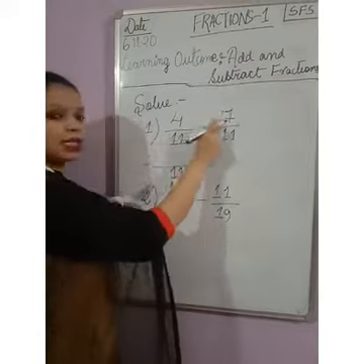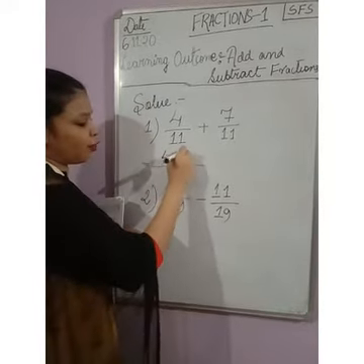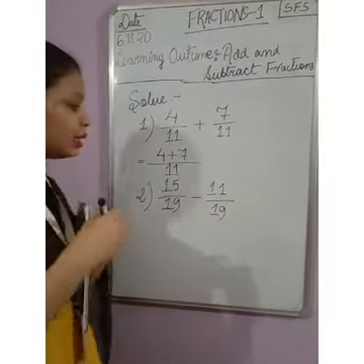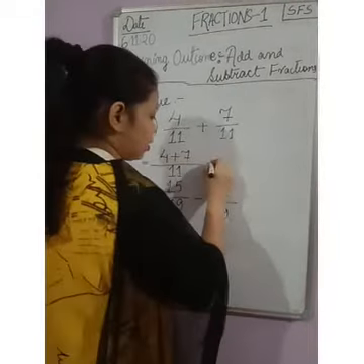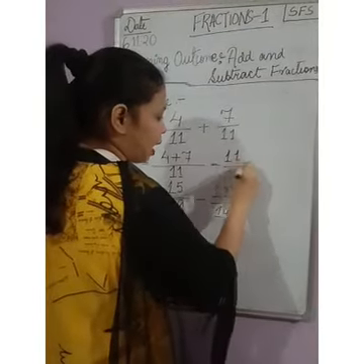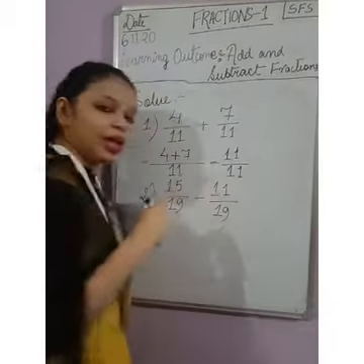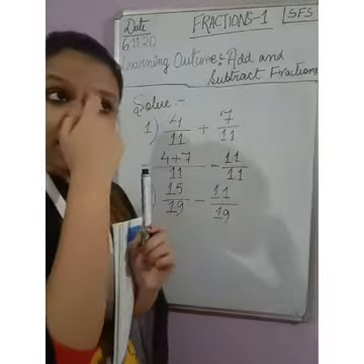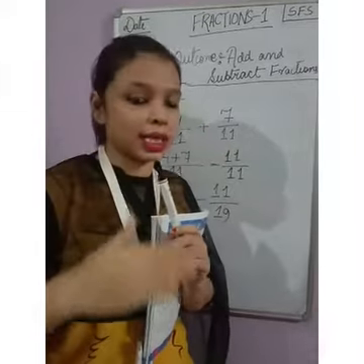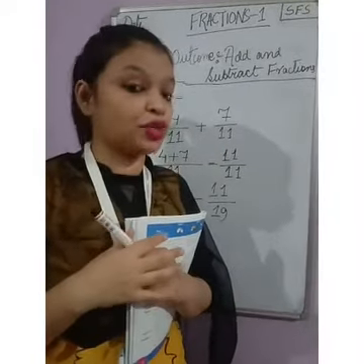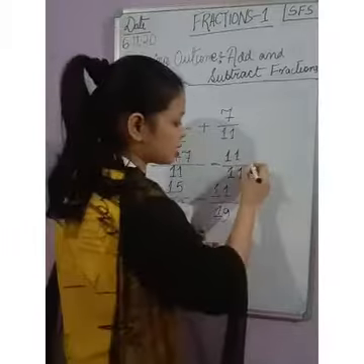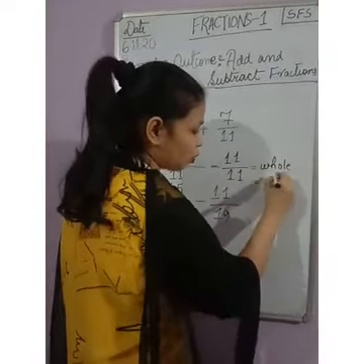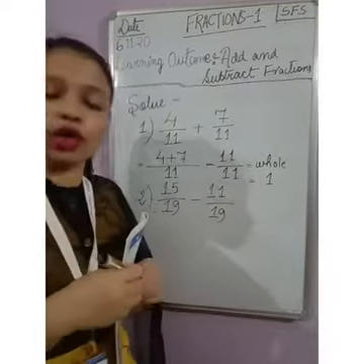The next is 4 and 7. So we can add 4 and 7, since it is addition and the plus sign is given. Now 4 plus 7 equals how much? 11 by 11. Have you seen that we have got 11 by 11? Any fraction where the numerator and the denominator are the same represents the whole. And the value of the whole is always 1.